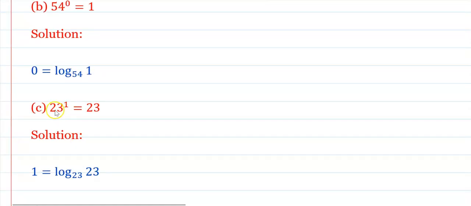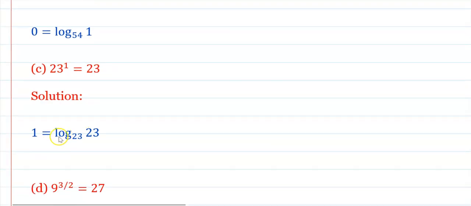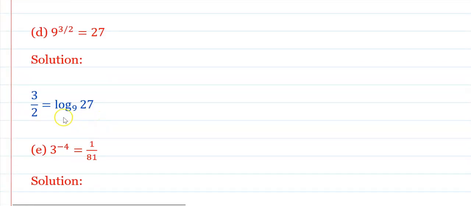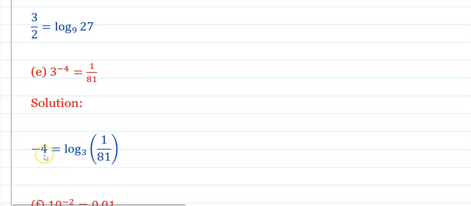Next, 23 raised to 1 is equals to 23. Again 1 is equals to log of 23 to the base 23. Next is 9 raised to 3 by 2 is equals to 27. Again in the log form, that is 3 by 2 is equals to log of 27 to the base 9. 3 raised to minus 4 is equals to 1 upon 81. And again in the log form, minus 4 is equals to log of 1 upon 81 to the base 3.